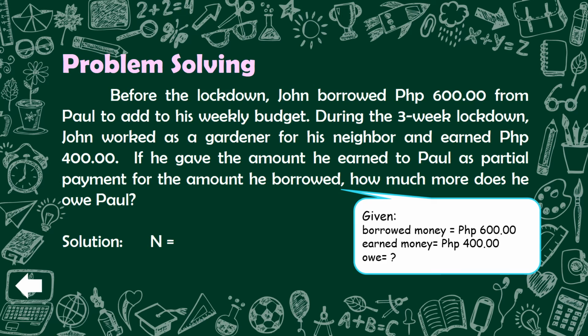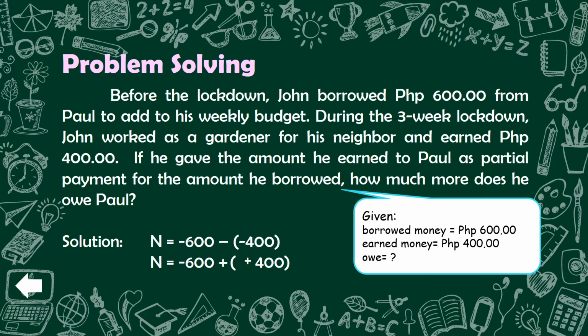Here's our solution. N is equal to negative 600. So, dahil ito ay utang, kaya negative 600 minus negative 400. So, binawasan niya yung utang niya ng 400. Now, let's solve. So, we will have N is equal to negative 600 minus negative 400. First is to change the sign of the subtrahend. Now, we will have positive 400. Then, change our minus sign into plus sign. So, we will have negative 600 plus positive 400.